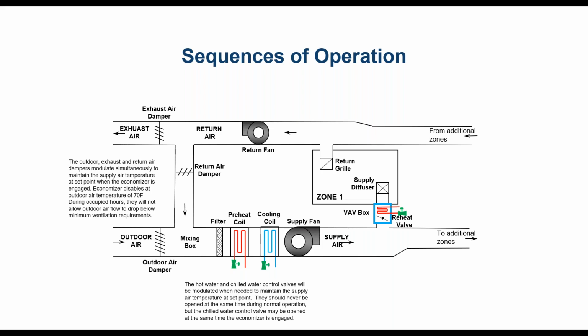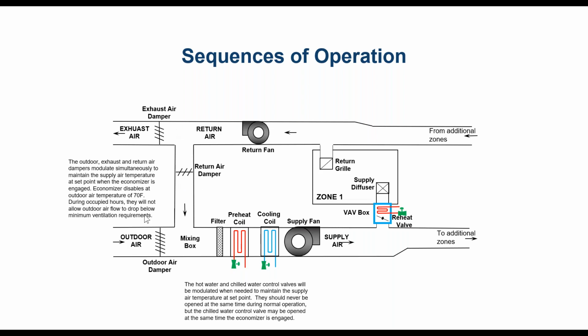Now let's go back and talk about these dampers for a second. I said that these dampers modulate simultaneously. That's not always the case in all systems, but for this system, if we tell the outdoor air damper to go to 60% open, we're also going to tell the exhaust air damper to go to 60% open, and the return air damper is going to get the inverse of that. The return air damper is going to go to 40% open. Another example: if we tell the outdoor air damper to go to 90% open, the exhaust air damper also is going to go to 90% open, and the return air damper is going to go to 10% open.